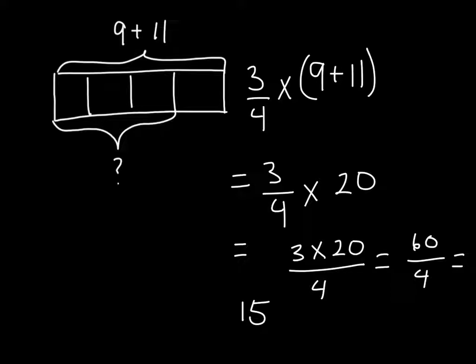And that means that if all the parts together equal 15, there's going to be 5 in each box. And since I know that 9 plus 11 is 20, 3/4 would be 15. So I just wanted to make sure that my solution matched up with my tape diagram.